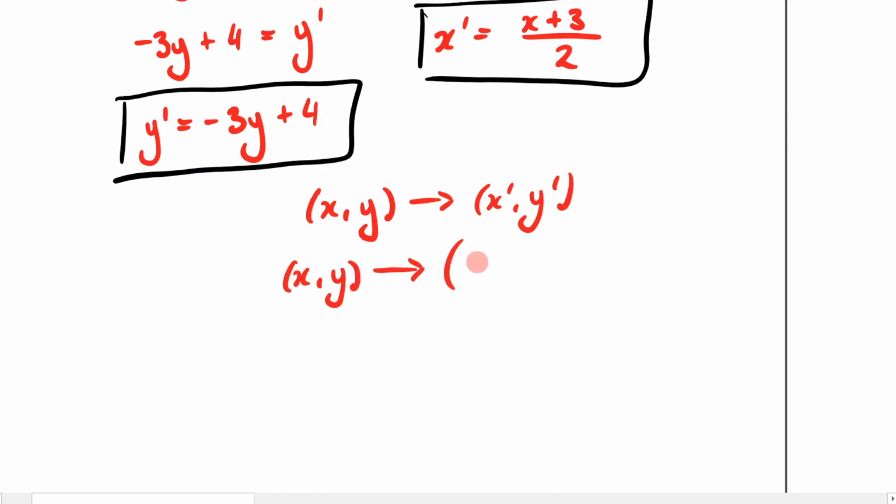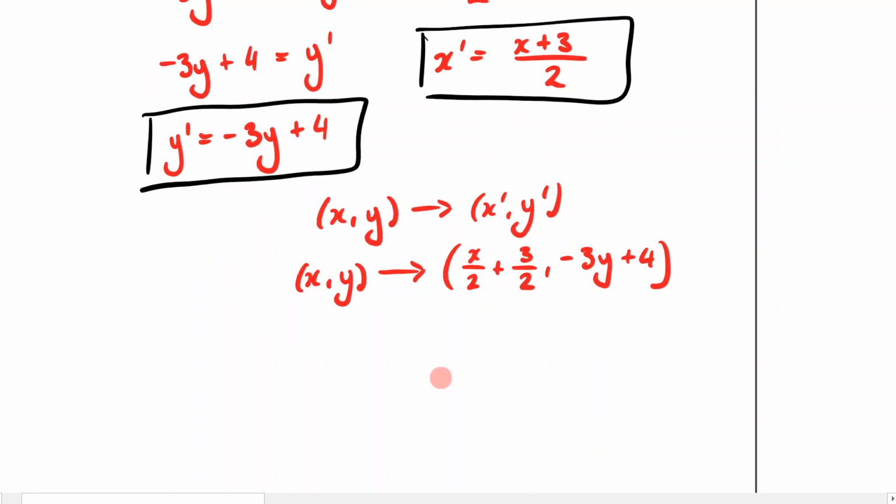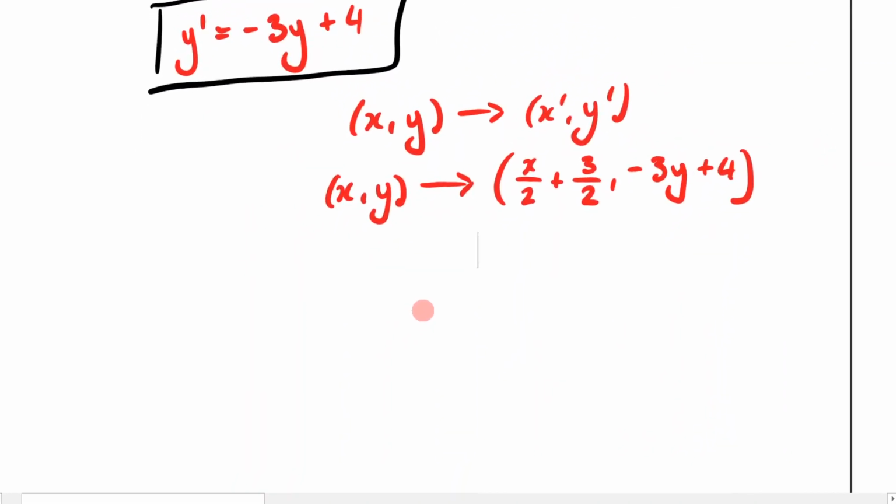I can say that x dash is this, x. Now, I'm going to write it like this. Hopefully that doesn't freak you out. I just broke up the denominator there, so it's x on 2 plus 3 on 2. And then I know what y dash is. Y dash is over here. This is going to be negative 3y plus 4. Now we are going to read off our answers from this, and from that.